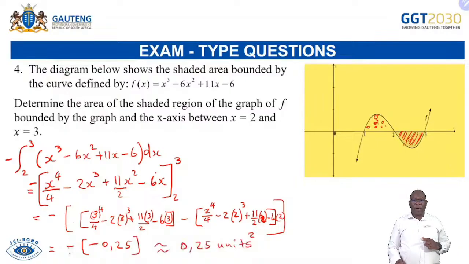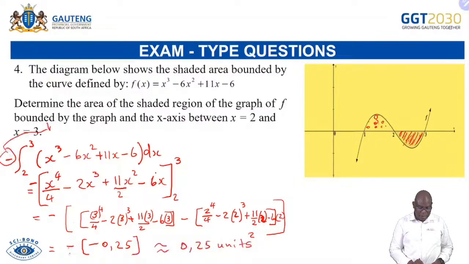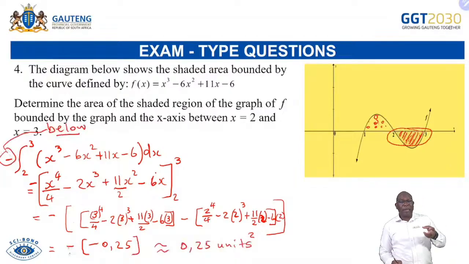If it was above the x-axis, no need for the negative. The negative is very important. It is telling us that this thing here is below, because I can check on my sketch. Do you remember we said when we're doing these questions, the sketches will be given to you. So you will have a sketch.